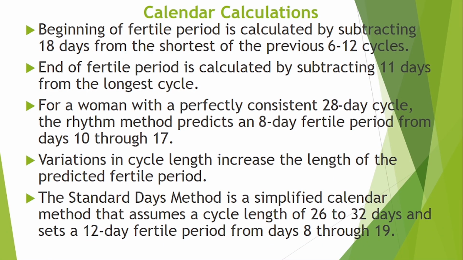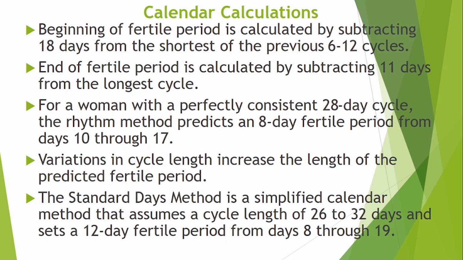While the end of the fertile period is calculated by subtracting 11 days from the longest cycle. So for instance, if a woman has a cycle length that varies from, let's say, 26 to 30 days, to calculate the beginning of her fertile period, she will subtract 18 days from 26, which is the shortest cycle for her. And to calculate the end of her fertile period, she will subtract 11 days from 30 days, which is her longest cycle.